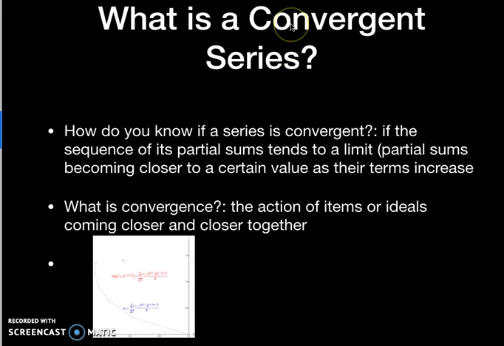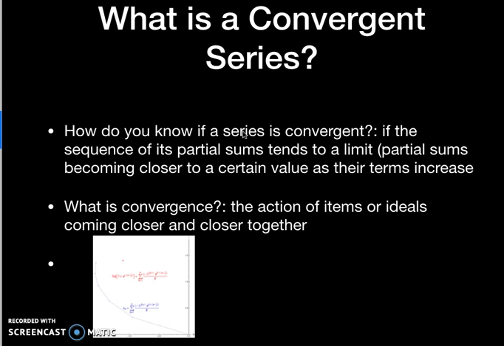So here we go with what is a convergent series. How do you know if a series is convergent? This is the main thing that a lot of people get tied up over. If the sequence of its partial sums tends to a limit, that is when a series is convergent. Basically, as the terms increase, and the ratio or differences in their values become closer to a certain value, then it's converging to a certain point or end point.